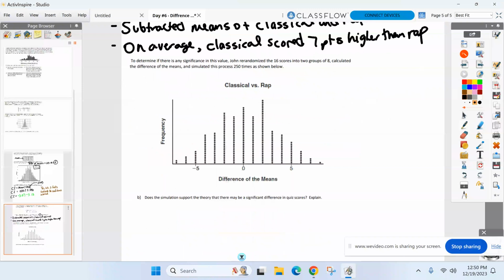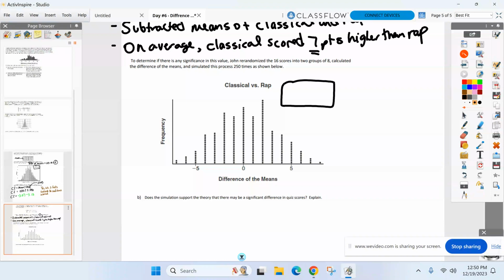All right, and here's the clincher. Is there significant difference in the quiz scores? Meaning, is that 7 significant or not? Now, usually I'd find some numbers up here and I do my confidence interval, see where 7 lands, inside or outside, right? Well, there's nothing there. So sorry, kids. So sorry.